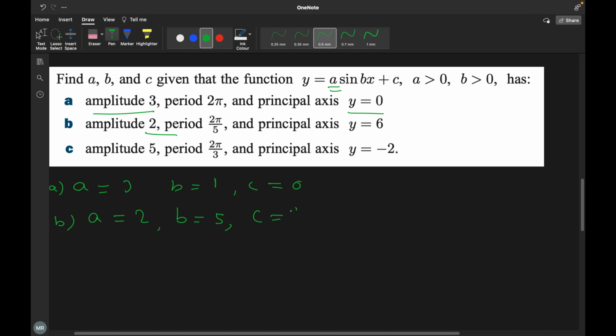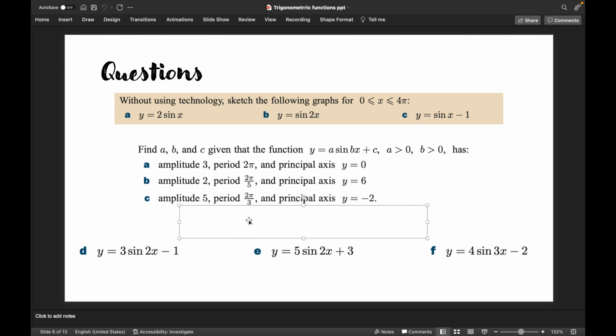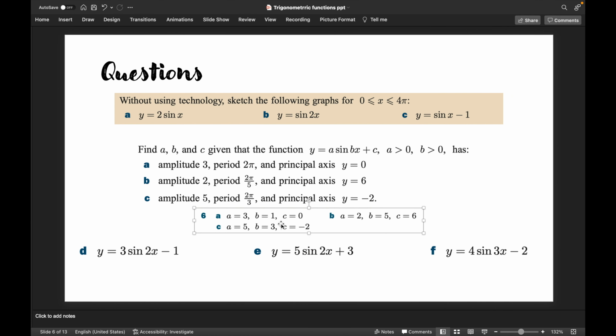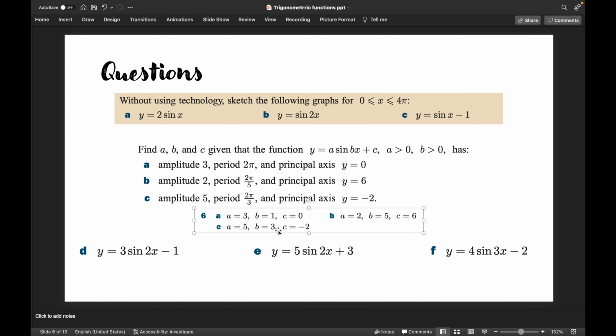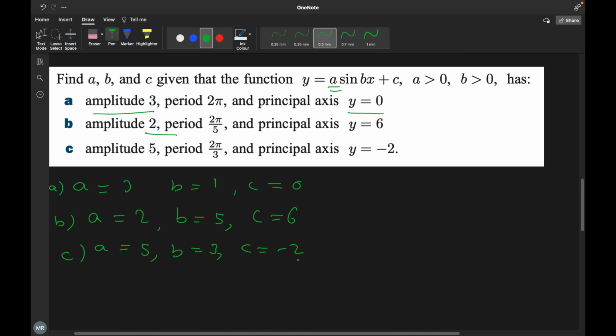And c would be 6. Now let's look at the last one. A is 5, b is 3, and c is minus 2. Let's look at the answer. 2, 5, 6, 5, 3, minus 2. So we got the answer.